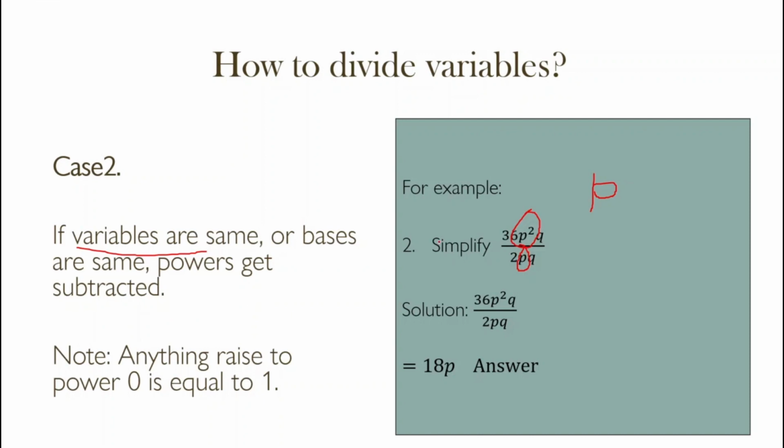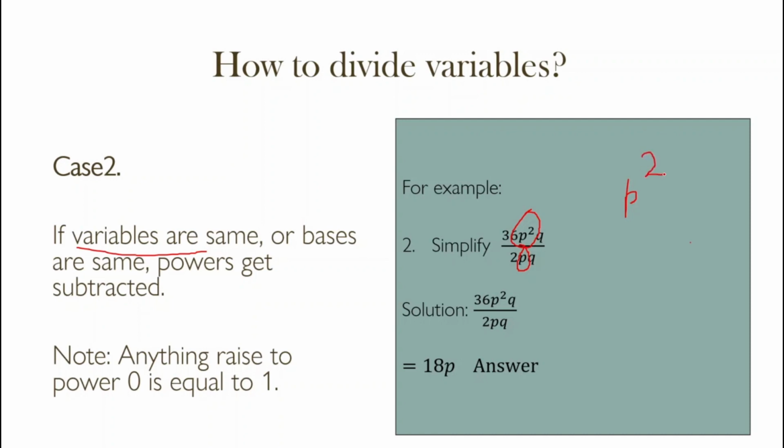In case of division, we can say, okay, in p square, p is the base and square, that power 2, is the power. So if variables are same or if bases are same, powers get subtracted. So what will happen over here? Always remember, we try to apply these rules generally in the numerator only. Means I'll keep the p as it is in the numerator only and apply the rule.